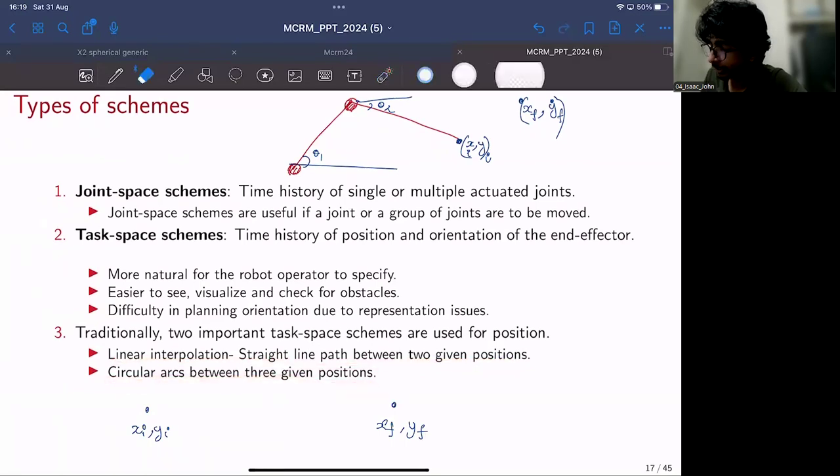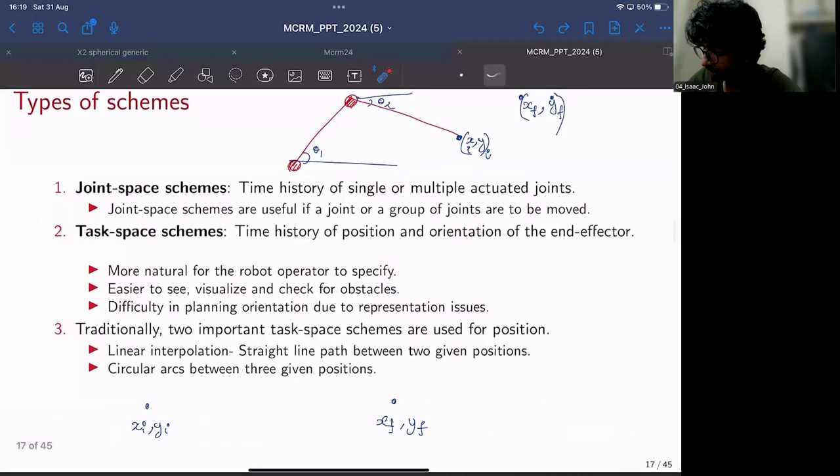In straight line interpolation, you first plan xi to xf using any interpolation of your choice, maybe straight line or maybe cubic or fifth order or cycloidal. You first do that. After that, you can find the position of y from this x, so that x and y basically form a straight line. That is how you can do that.